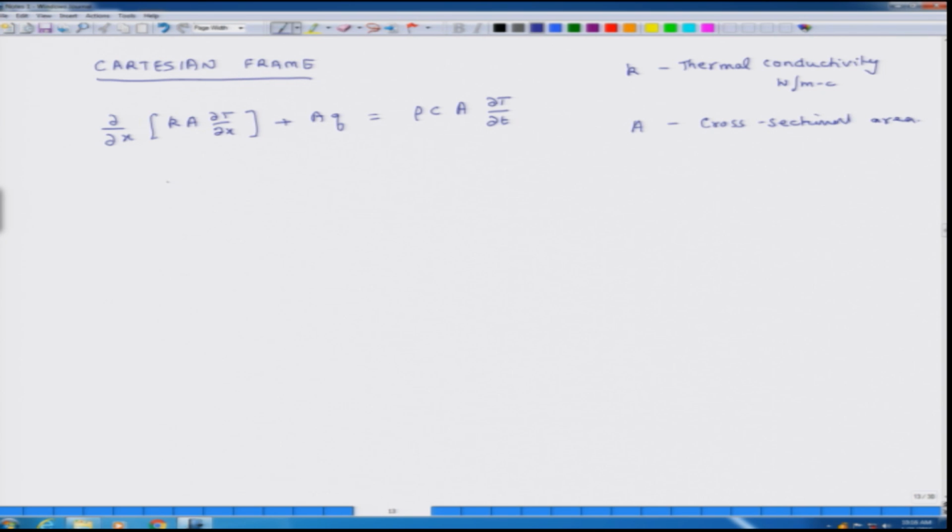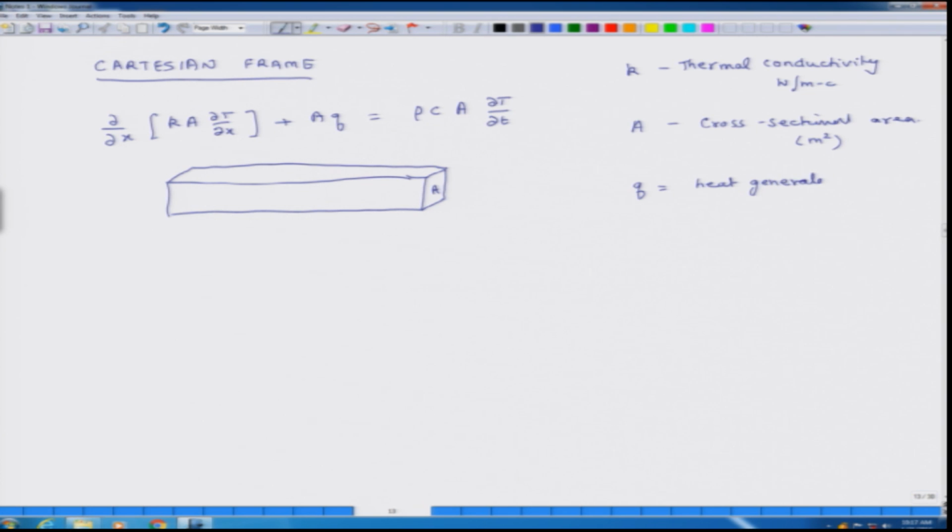so to give you a context, suppose I have some bar, then the cross sectional area of this bar represents A. So that will be in meter square. Q is heat generated per unit volume. So it is watts per cubic meter.